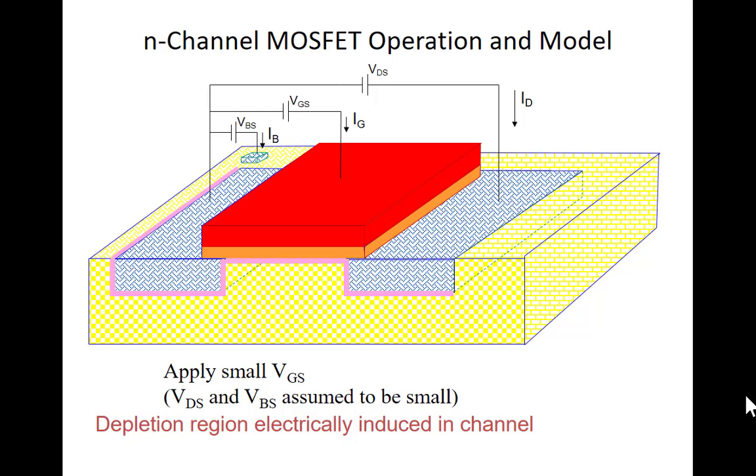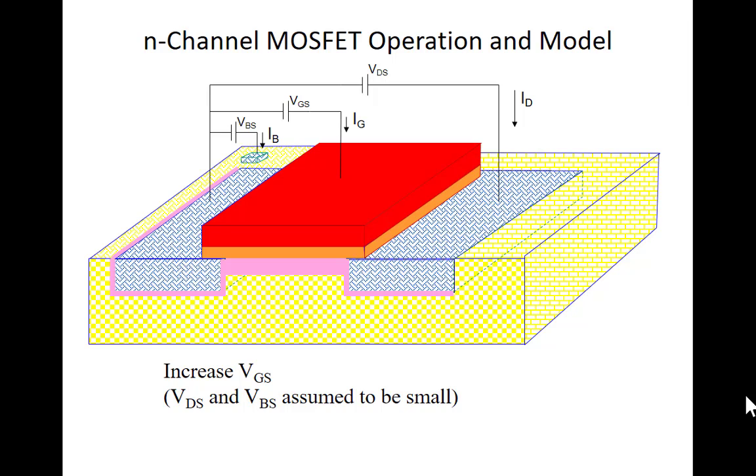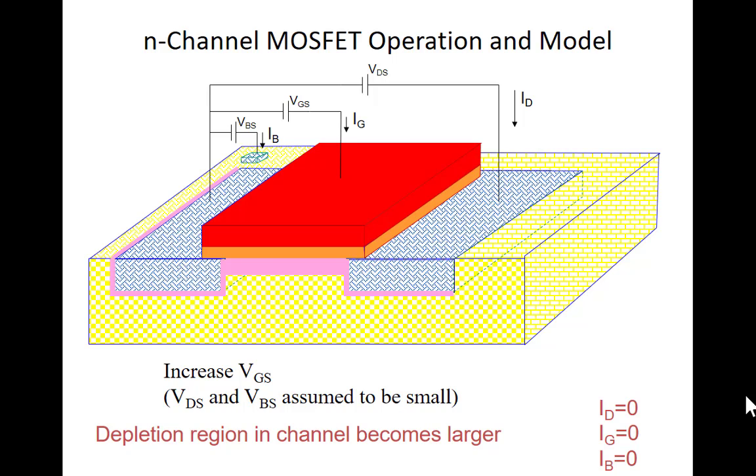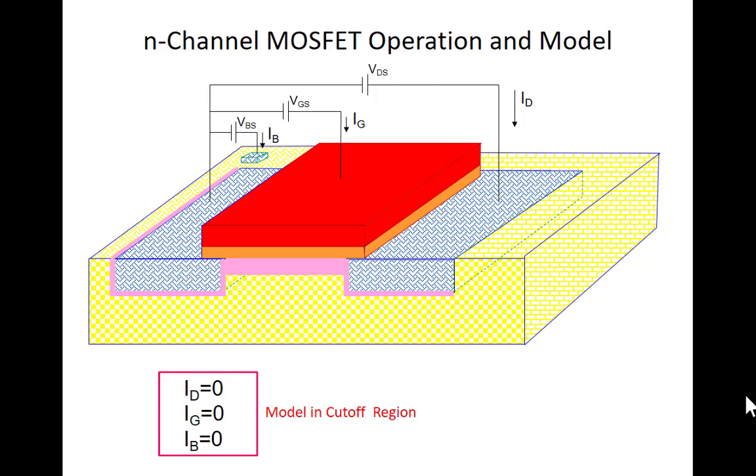This depletion region here now is electrically induced. We put the positive voltage on the gate, and that formed that depletion region underneath the gate in the channel region. So the three currents are 0. No drain current, no gate current, no bulk current. And this is termed the cutoff region of operation of the device. If I increase VGS, what am I going to do? Pull harder on those electrons and increase the depletion region. But nothing's happened yet. We still have no current flowing. So this is the model in cutoff.